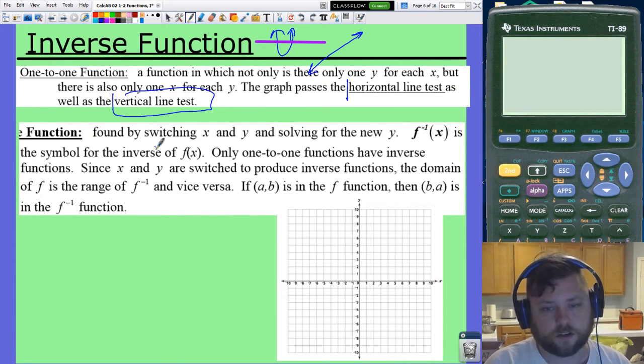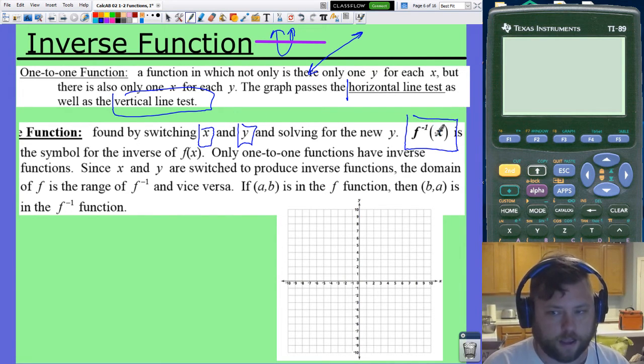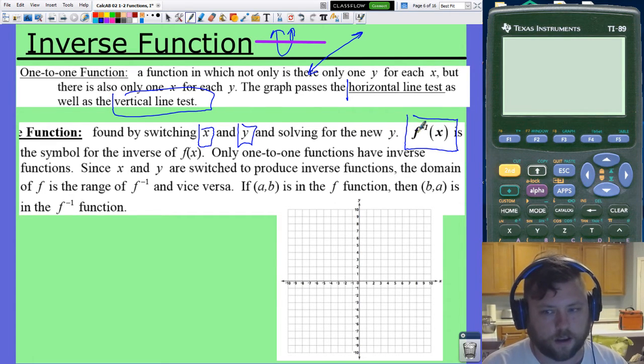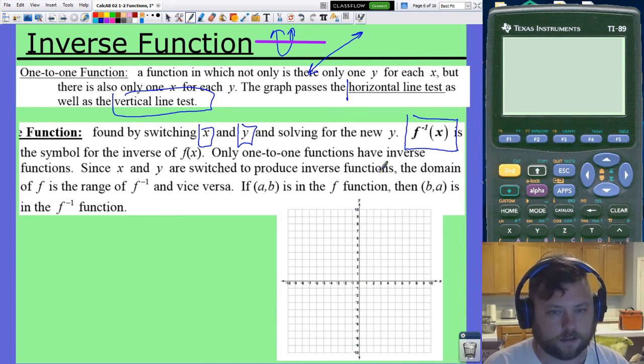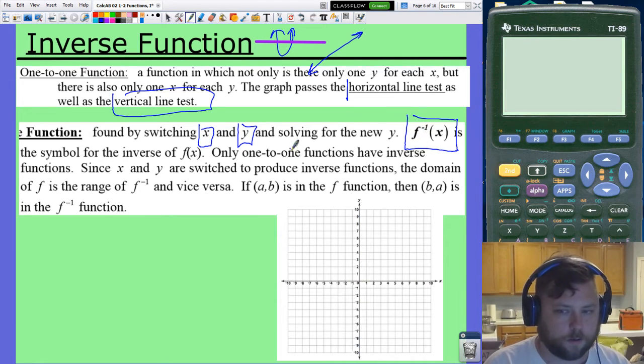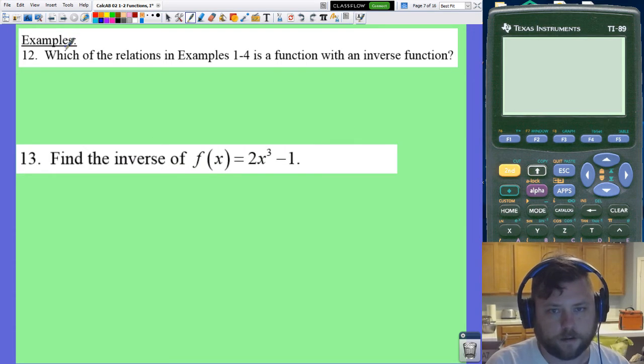So inverse functions, you can find those by switching the x and the y. And the notation looks like this, f to the negative 1 of x. That's sometimes confusing because this usually means reciprocal sometimes. But if you see it written like this, this is the inverse function. So x and y are switched, and then you find the inverse function. So let's do some examples of what that looks like. And that means you flip the x's and y's in the graph.